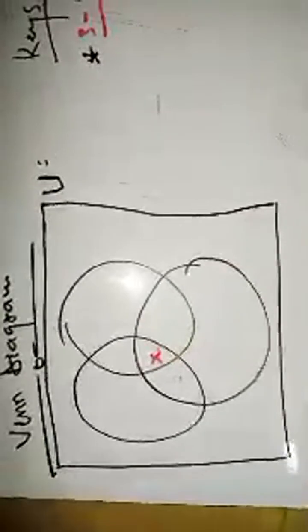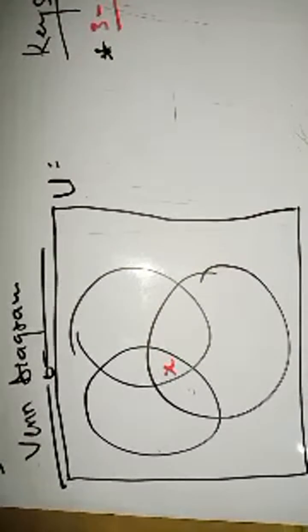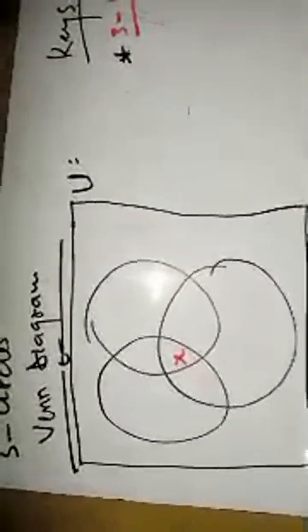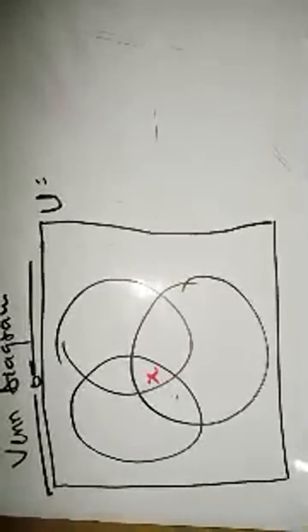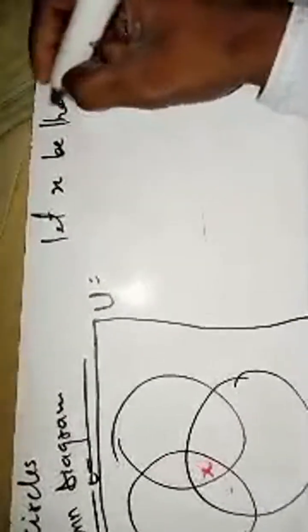So in solving this, we can say let x represent the intersection of all the three, right? We are using x to represent the intersection of all the three. That's something you have to write down before you proceed. So you can say let x be the intersection, right?